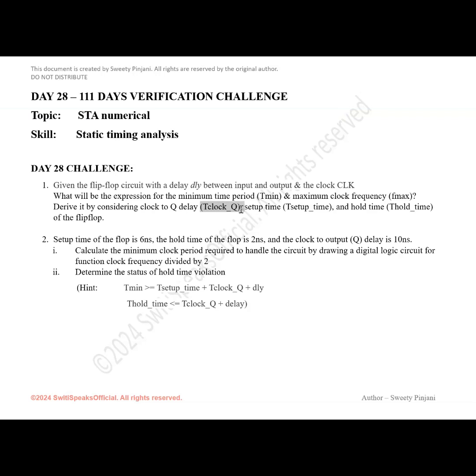T clock of Q is the delay from clock to Q, which is output. Clock to output, the delay, you will call it as T clock underscore Q. The setup time, call it as T setup underscore time. The hold time, call it as T hold time. Use all these things: T clock Q, T setup time, T hold time, DLY is the delay, CLK is the clock. Use all these things and derive the expression for Tmin, which is minimum time period, and Fmax, which is maximum clock frequency. This is your first question.